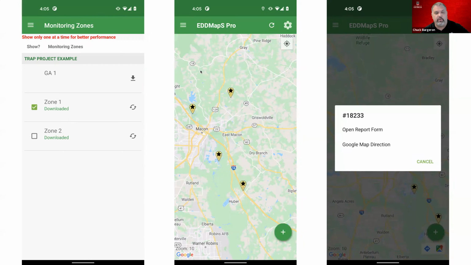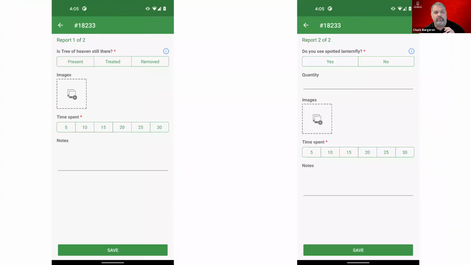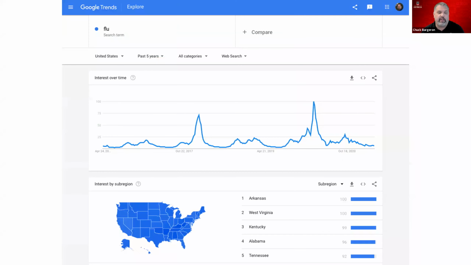So we've built in ways for them to use the app tools to go in and say, hey, is Tree of Heaven still there? And while you're looking, did you see spotted lanternfly?